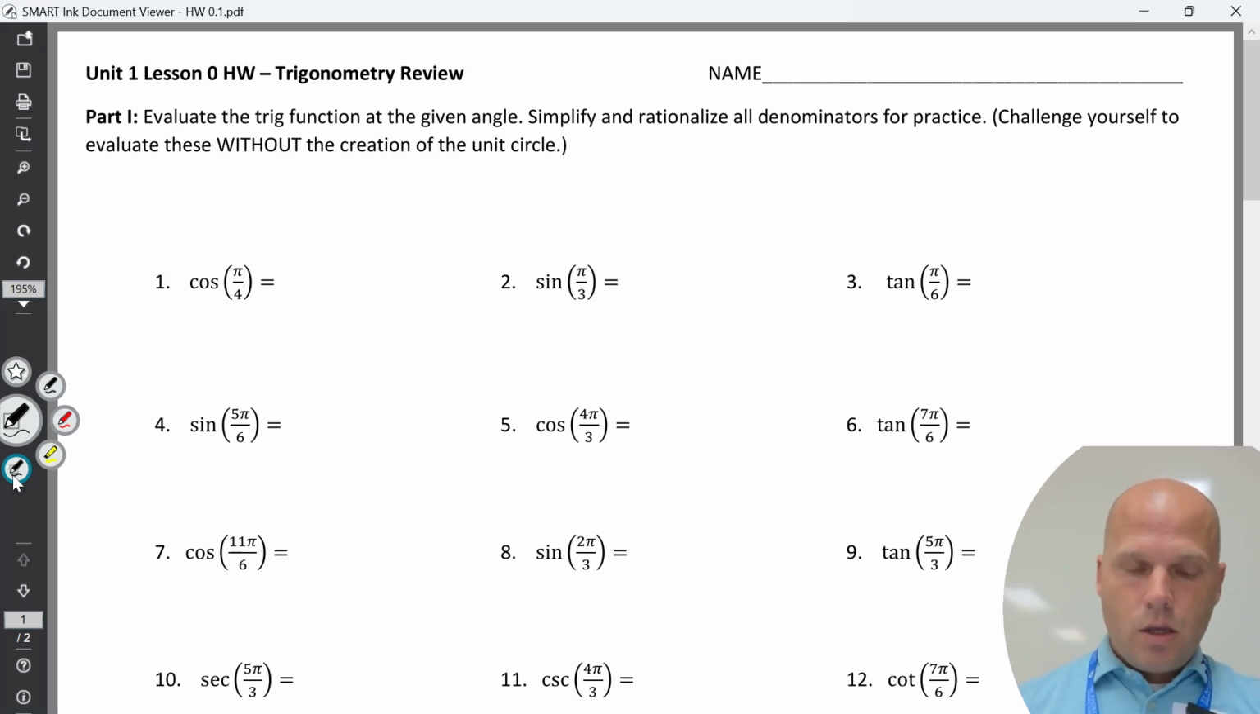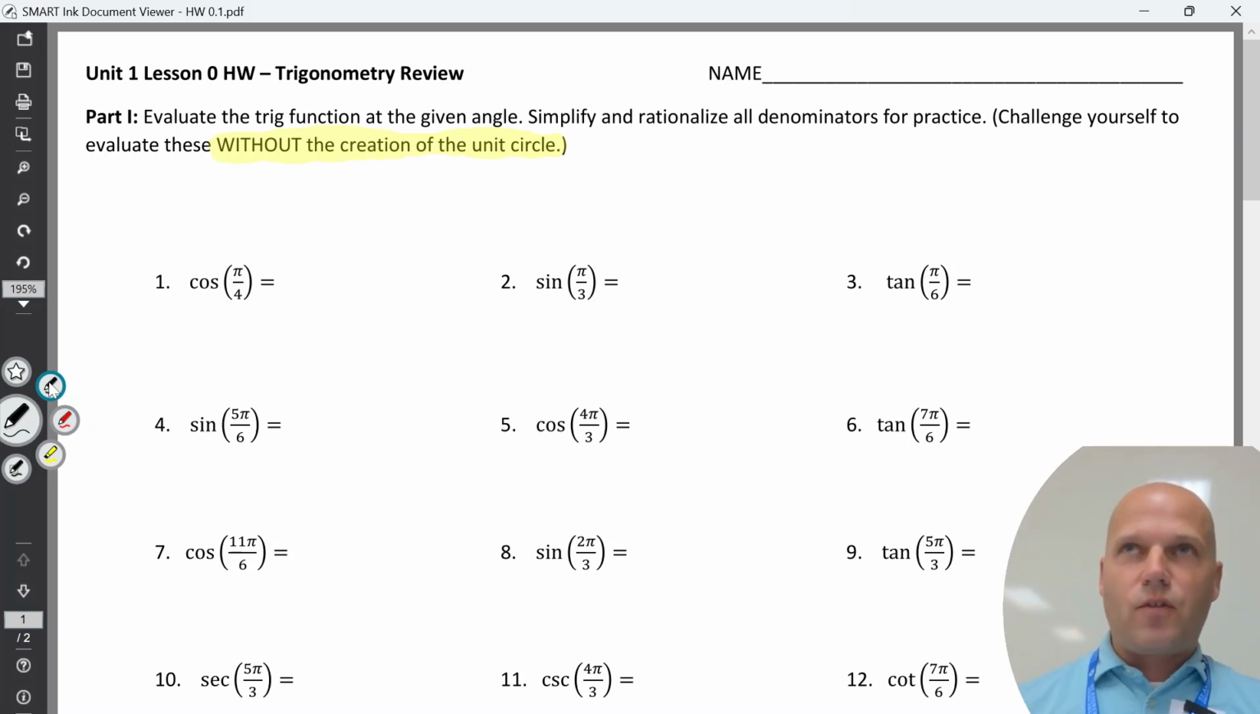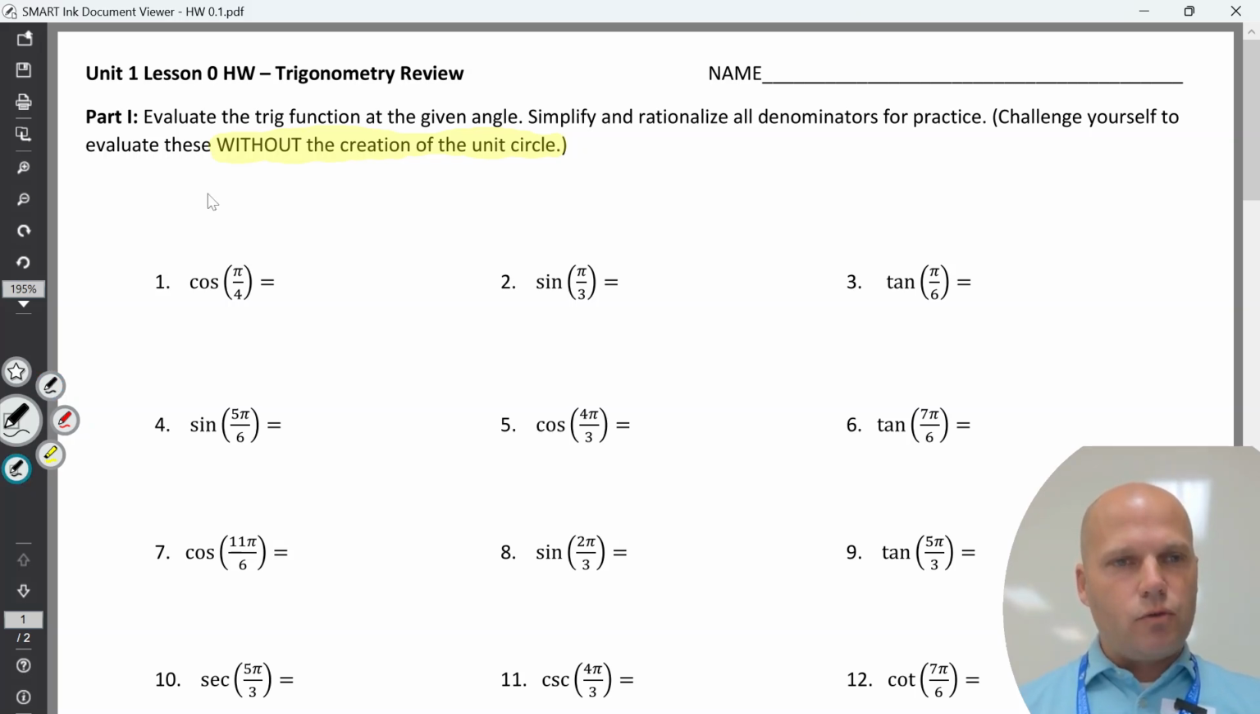We are reviewing the unit circle. We're reviewing trigonometry, and you can see in the instructions the goal is to do these without the creation of the unit circle. Trigonometry will just show up randomly in this class, and you just need to be prepared for it. And again, we're going to try to be efficient. We're going to try to work on just understanding things versus memorizing things in this class. So we want to understand why the cosine of pi over 4 is root 2 over 2.